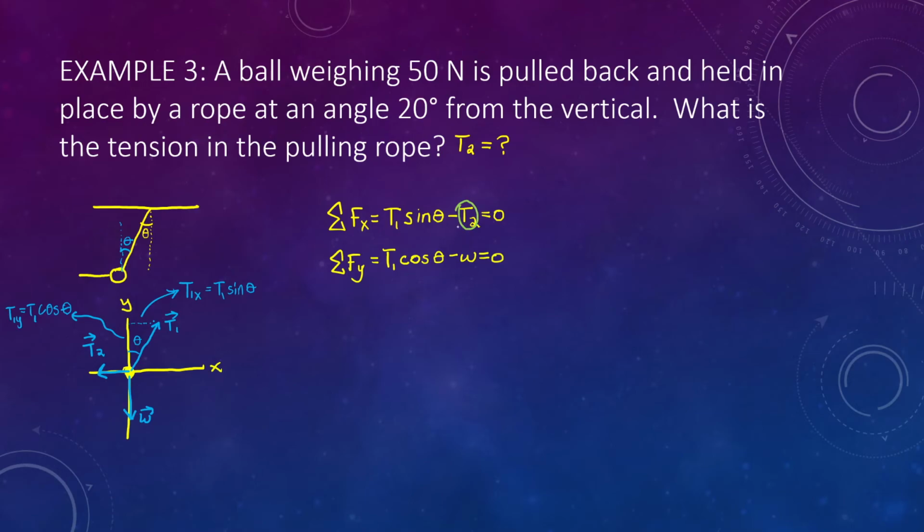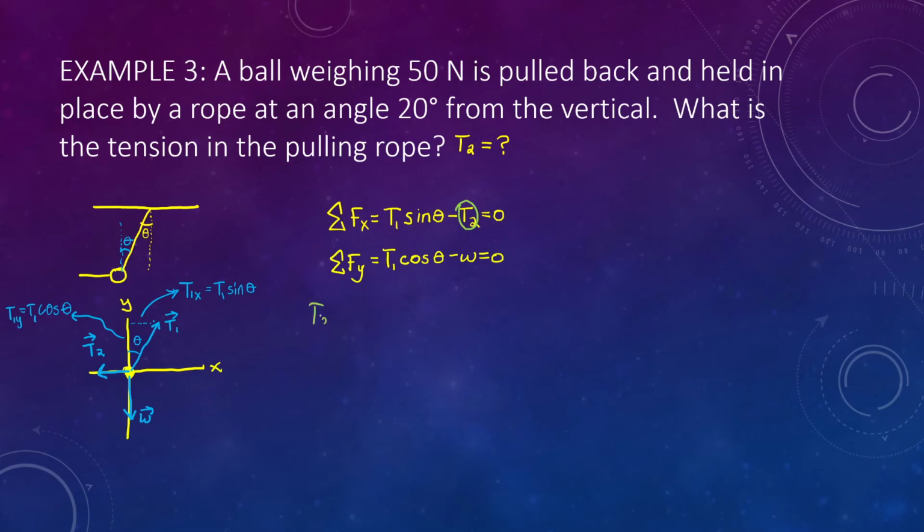So if we have to solve for T2, that means we have to use this equation. In other words, we have to know everything that's in this equation. We know the angle theta, but we don't know what T1 is. So if we don't know what T1 is, we can't solve for T2. So what that means is we have to solve for T1 first. Right? So we have to solve for T1, then solve for T2.